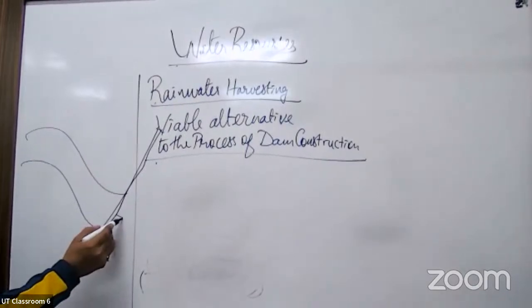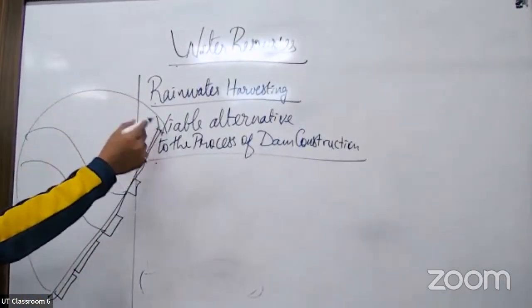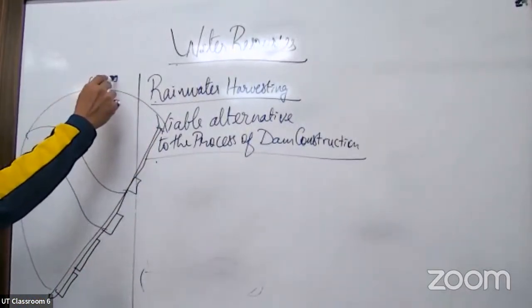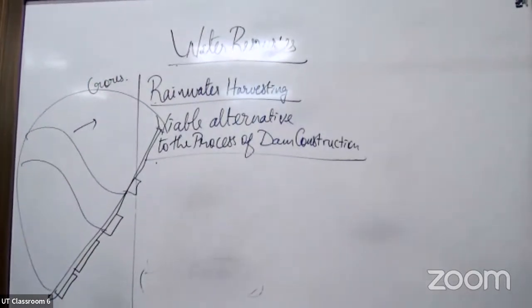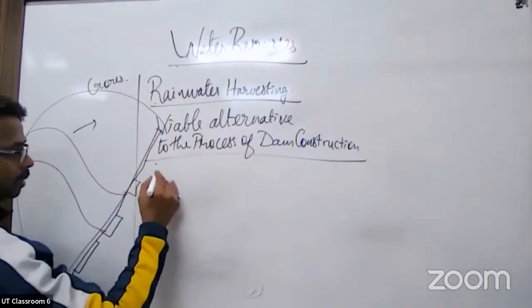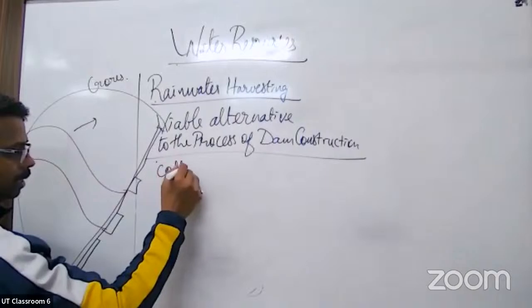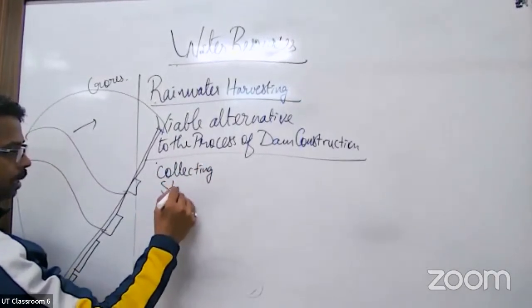These are the floodgates, okay? And this part of the dam is the reservoir. Crores of rupees, years of hard work, and the disadvantages we just discussed. Now, in place of this, if I go with RH, rainwater harvesting, it is nothing but collecting the excess rainwater first, storing the excess rainwater.